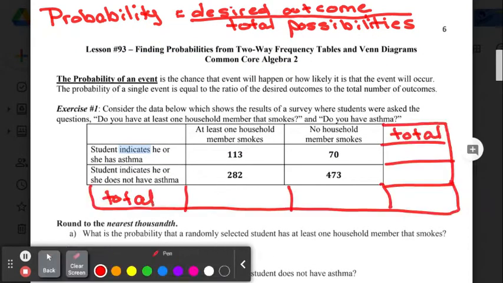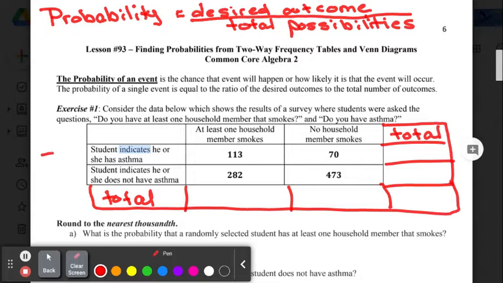All right, so let's look at probability exercise number one. Consider the data below, which shows the result of a survey where students were asked the questions, do you have at least one household member that smokes? And do you have asthma? So the data is already in the table. What I just did was I added total columns. You could just write the totals on the outside, but I just wanted to have my boxes.